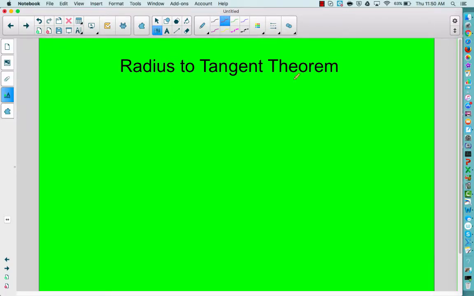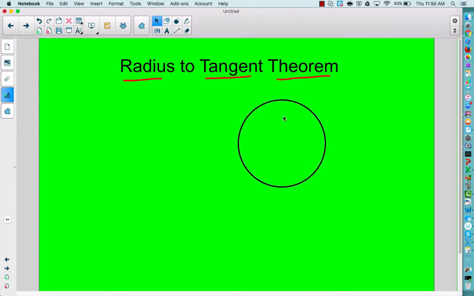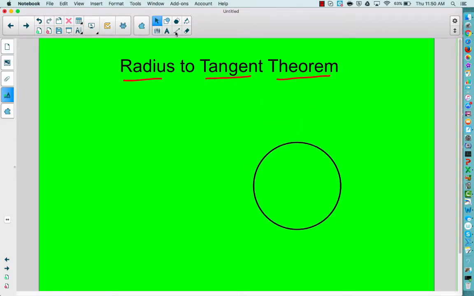So our first theorem that we're going to be talking about relates to a radius to a tangent. I call it the radius to tangent theorem. All right, so we're going to take a circle. Oops, mine's kind of big there, sorry. And I'm going to draw a tangent to it. Now, if I draw a radius directly to the point of tangency, it creates a 90-degree angle. They are perpendicular to each other.